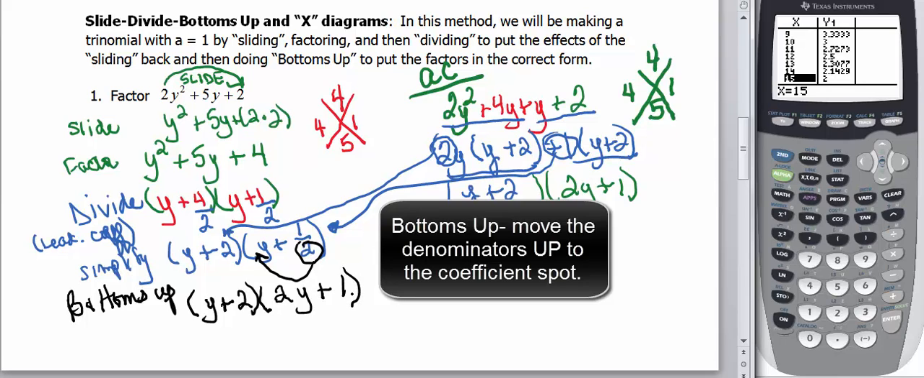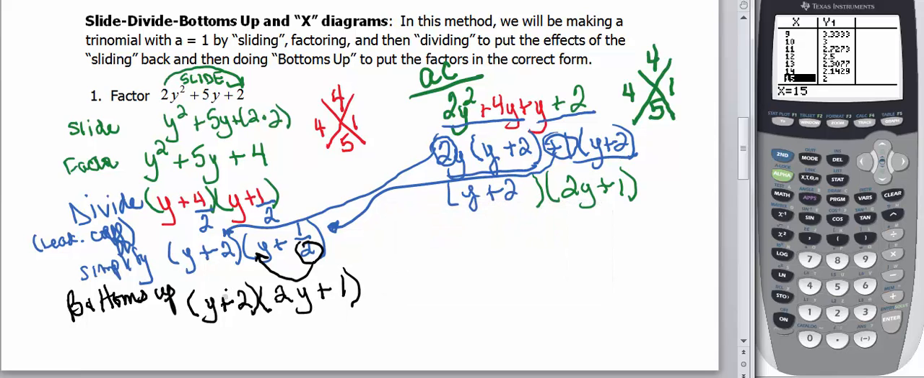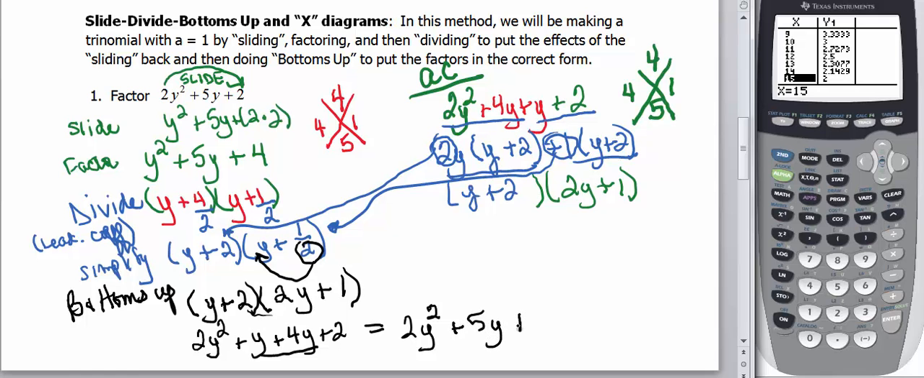And if you're not quite sure that all that was legal and makes it really work, bringing the 2 back up, the bottoms up, now makes it so that when I multiply, I'll have the right form. 2y times y is 2y squared. The outside terms, y times 1 would be plus y. The inside terms, 2y times 2 would be plus 4y. And then 2 times 1 is 2. And if we multiply that out, or simplify, I should say, 2y squared, y plus 4y will give us the 5y, and then plus the 2. So we really did it correct.